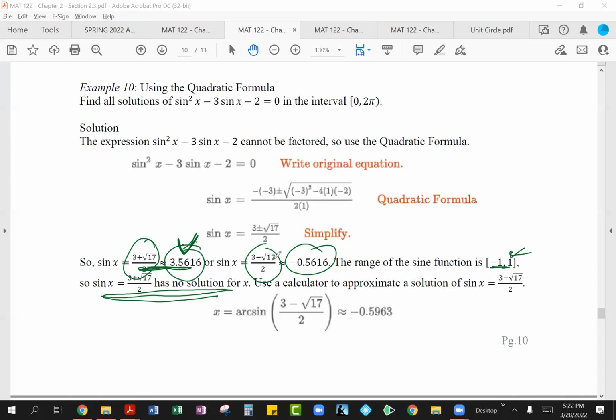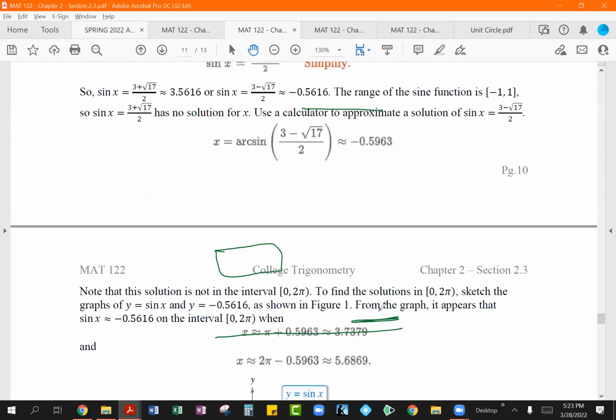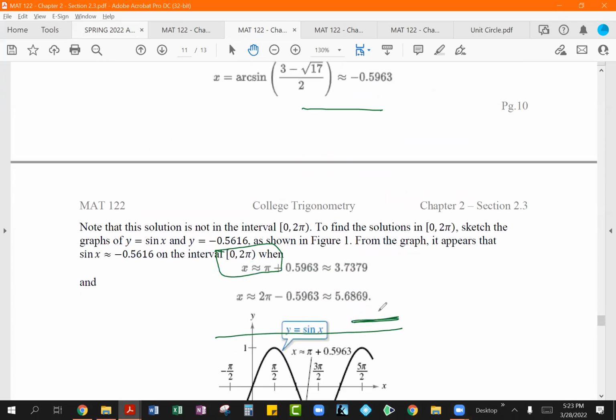The 3 minus square root of 17 over 2, since that number is within our range, we are able to find an approximate solution for this by using the arc sine. So you end up doing arc sine on this, which gives you the value of negative 0.5963. And this one again is not generic because they wanted us to stay within this interval. So that's why we are going with this approximation over here.